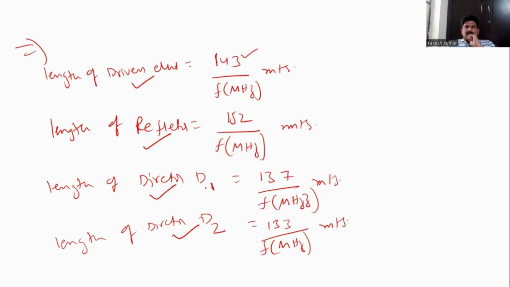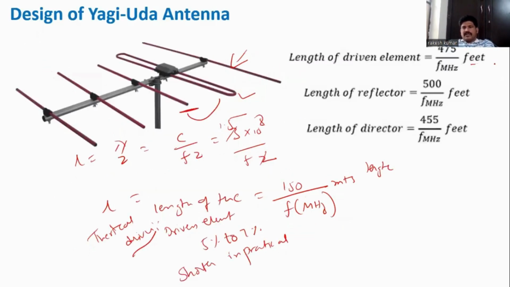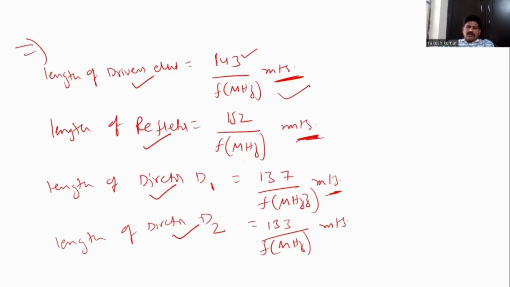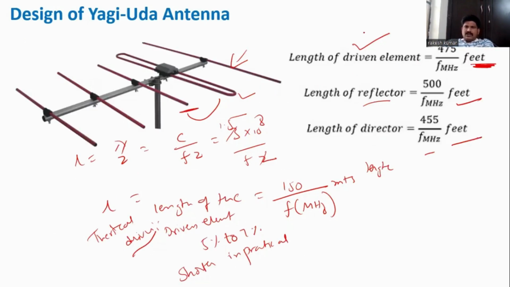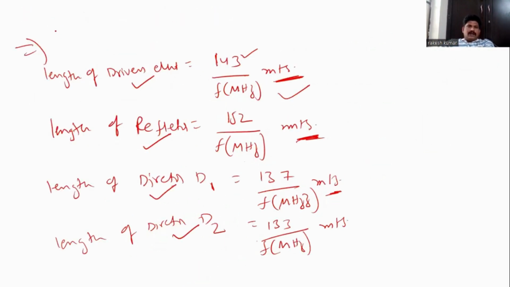These are all lengths, expressed here in terms of meters. The same thing if I express in feet: the length of the driven element is 475 by F megahertz in feet, the length of the reflector is 500 by F megahertz in feet, and the length of the director is 455 by F megahertz in feet. You can use these in meters, and if you want to express in feet, you can use these.